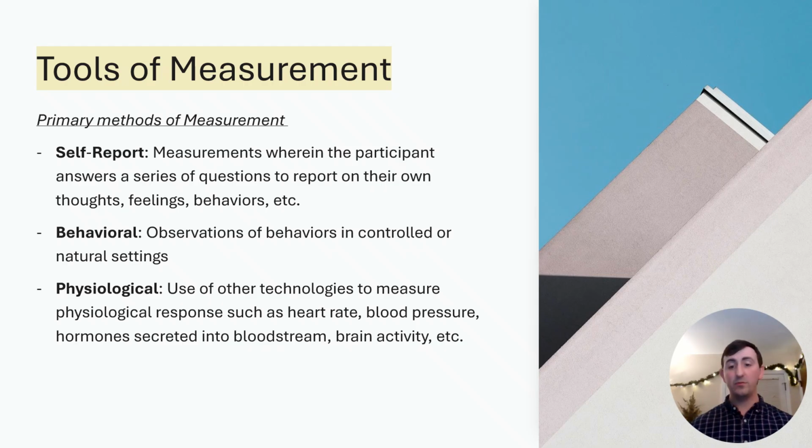So as far as tools of measurement go, we've talked about validity and reliability. Those two go together really strongly. It's very important to get those right. We've talked about levels of measurement. That's the statistical approach. Now here are some general tools that get used pretty frequently when it comes to taking in measurements, taking in data. We have self-report, behavioral measurements, and physiological measurements. These are the main three categories.